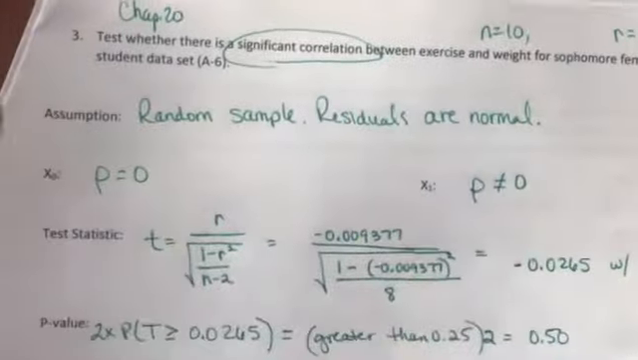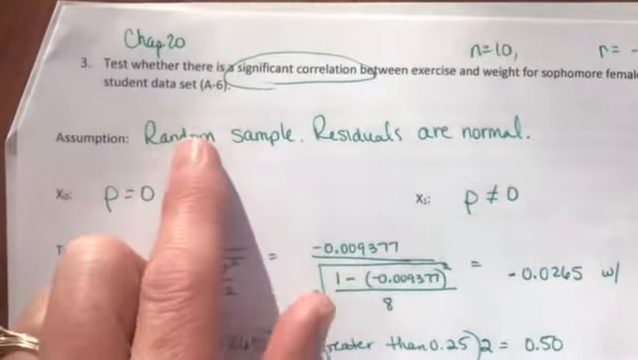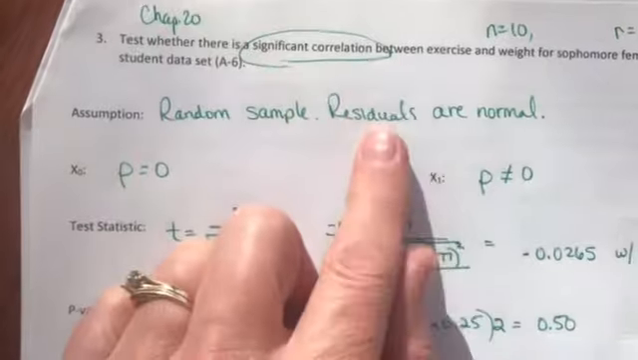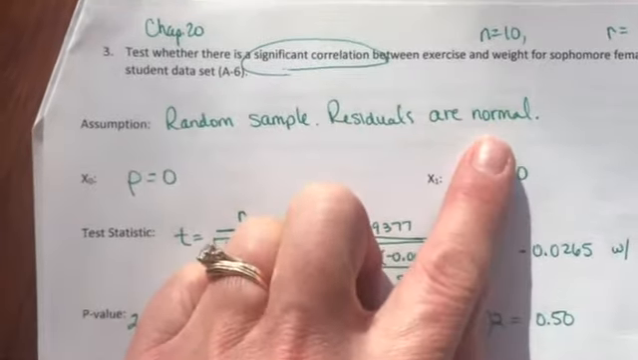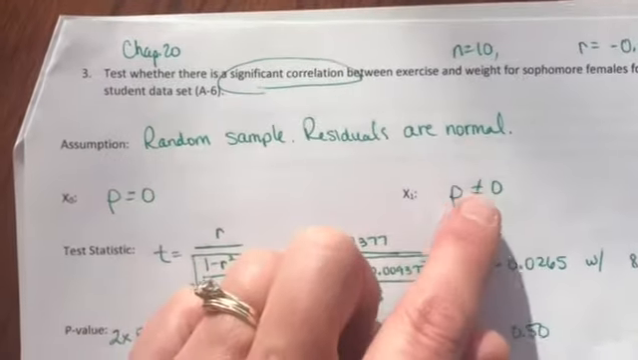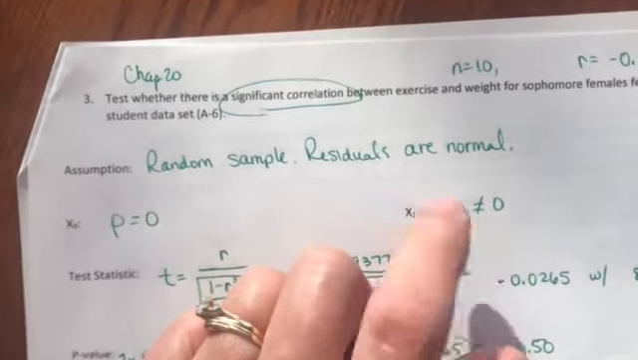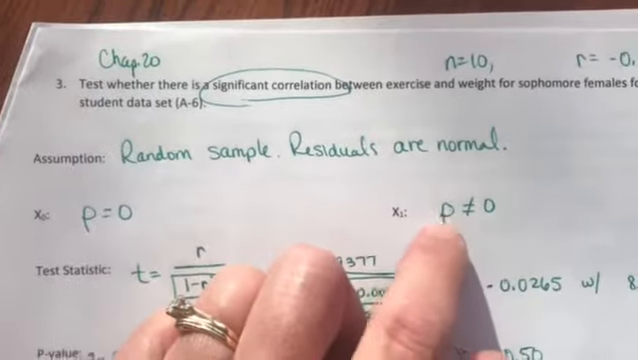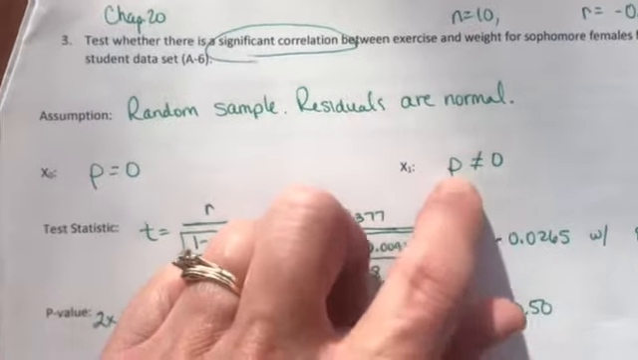So if you'll look at your template for chapter 20, this is always a random sample where I have to assume that the residuals are normal. Okay, since this wants a significant correlation, that means that it would be not equal. This rho value, that's a fancy P for the rho.